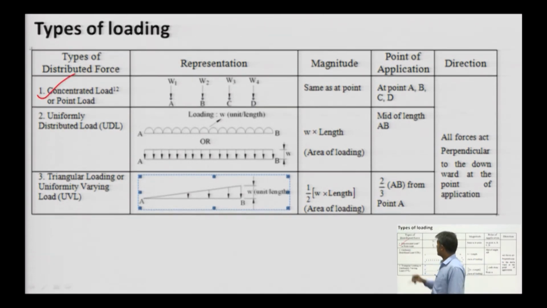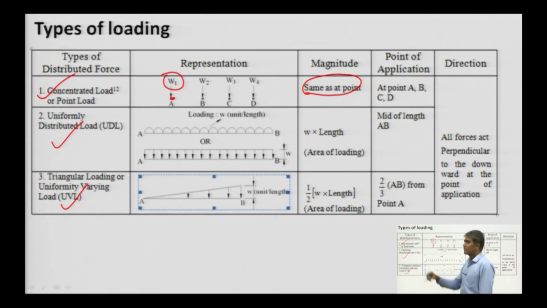First one is concentrated load, second is uniformly distributed load, and the third one is UVL, meaning uniformly varying load, or you can say triangular loading. Point load at point A, W1 is acting at point B, C, D; W2, W3, W4 are acting. Magnitude is the same as represented by this value. Direction is shown over here. Uniformly distributed force can be represented either in this fashion or in this fashion, both are the same.